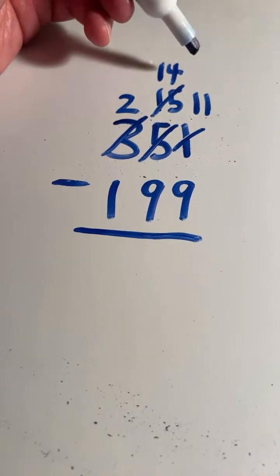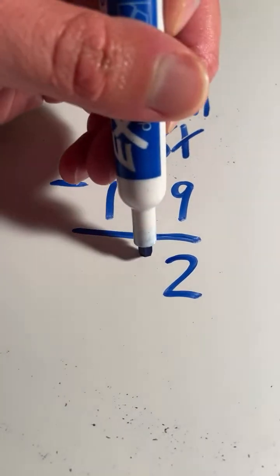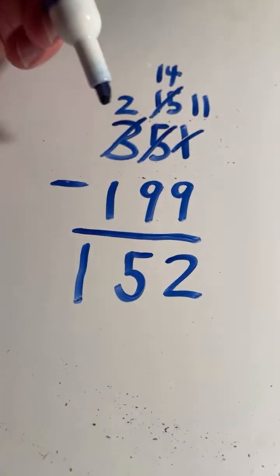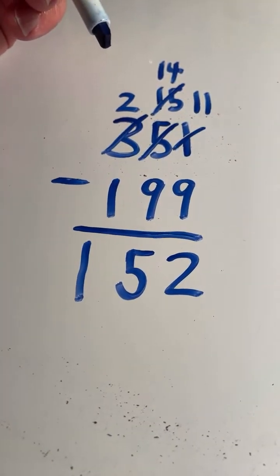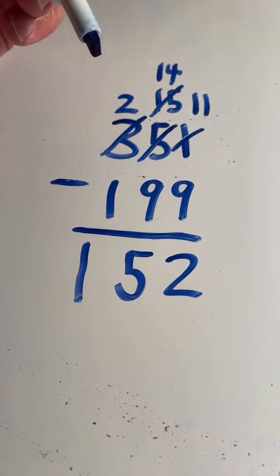And now we are ready to subtract. 11 minus 9 equals 2. 14 minus 9 equals 5. And 2 minus 1 equals 1. And we have our final answer, 351 minus 199 equals 152.